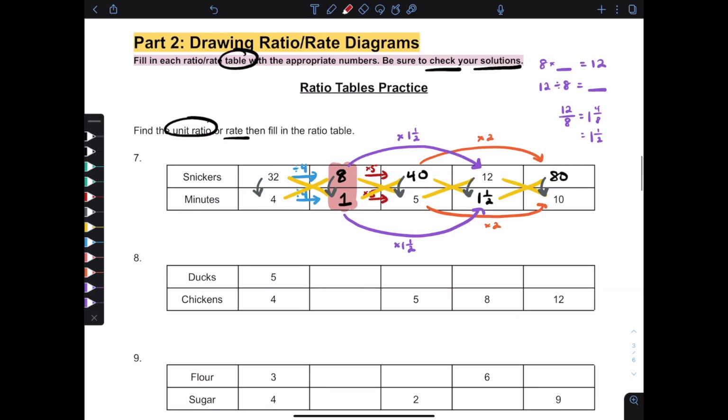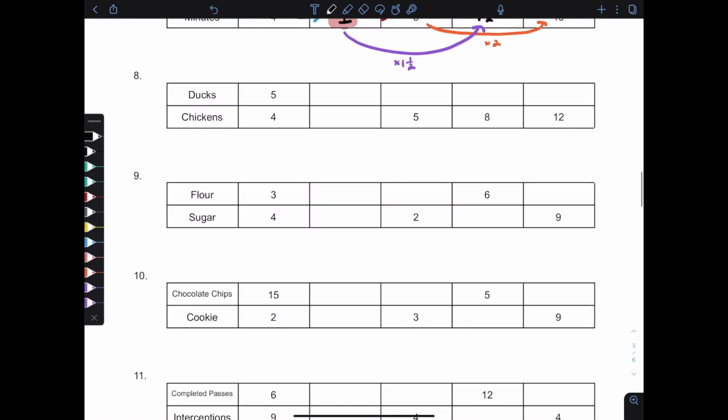Move on to number 8 now that 7 is complete. Let's take a look at these ducks and chickens. So again, we're going to start off with finding the unit rate, which is going to be per 1. So how does 4 become 1? Well, it's just going to be divided by 4. So that means to get from 5 to this blank, it's going to be 5 divided by 4. Now, if you're not sure what that is, no worries. 5 divided by 4 is just 1 1/4. Okay, so 5 divided by 4, we can just write that as a fraction or a decimal. If you want to say 1.25, that's also okay.